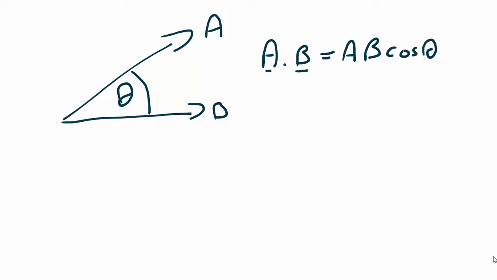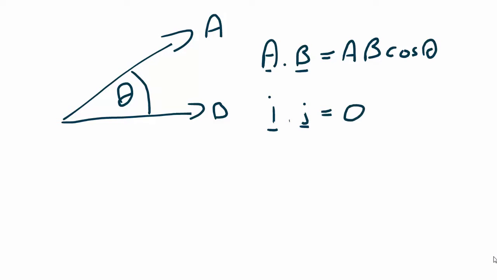The units of the dot product will be the units of vector A and vector B multiplied together. So for instance, if vector A was a force and vector B was a distance, then you'd have newtons and meters, so the units of the dot product will be newton meters, which gives you a hint on moments later on.